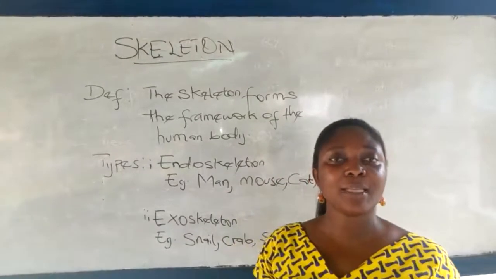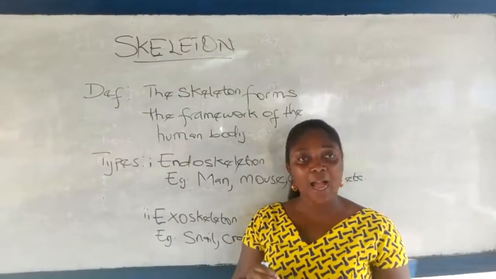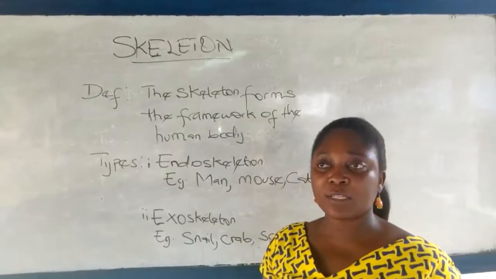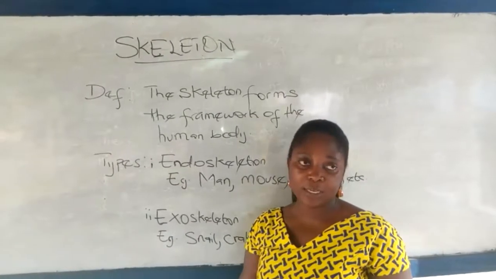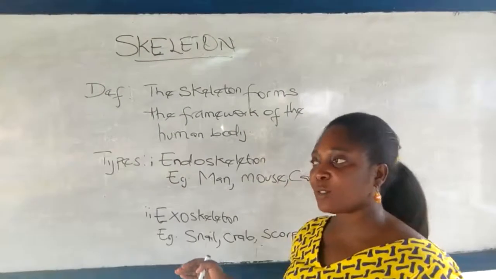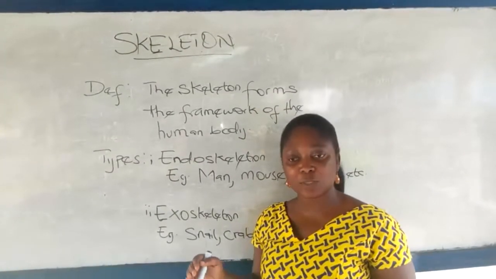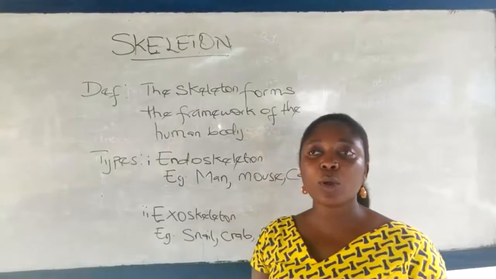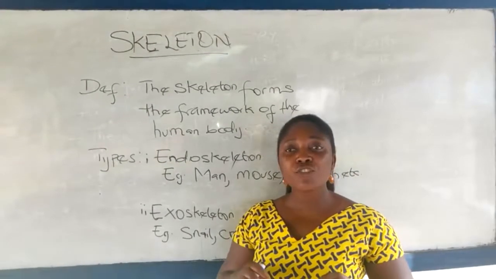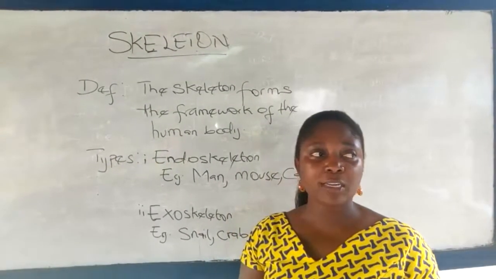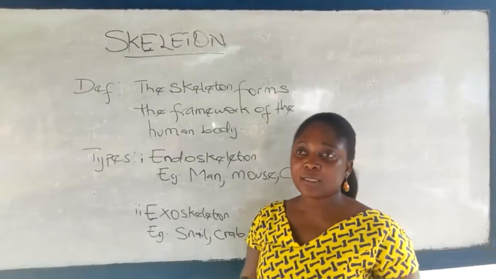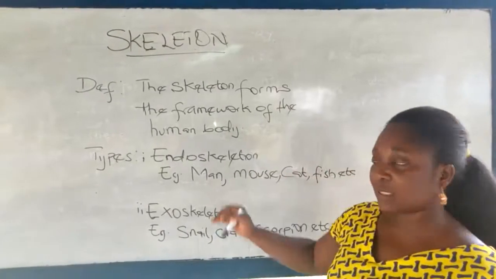All of these organisms that have their hard part situated on the outside have what we refer to as the exoskeleton. So this will be where we end our lesson for today. We will continue from there and go into details to look at the general structure or the differentiations of the parts that constitute an endoskeleton.